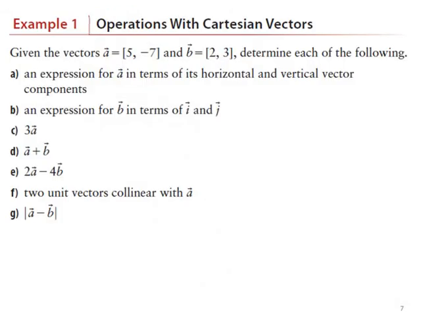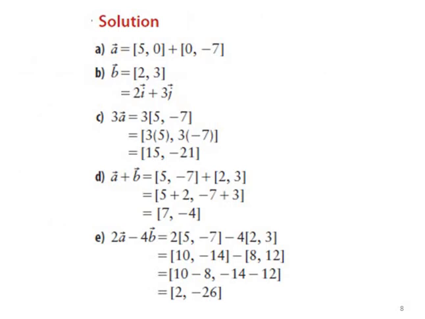Part E says 2a minus 4b. How to do that? Again, we have 2 times (5, -7) minus 4 times (2, 3). So the x part is going to be 2 times 5, which is 10. And the y part is 2 times negative 7, which is negative 14, minus 4 times 2, 8, and 4 times 3, 12. Then we can have 10 minus 8 for the x component, negative 14 minus 12 for the y component. So the final answer will be (2, -26).